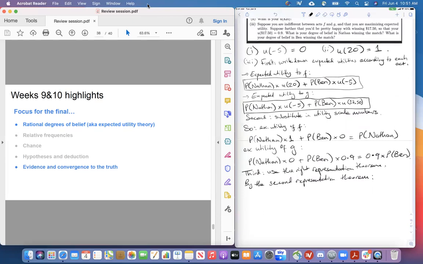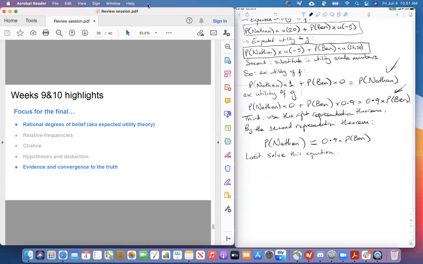What does that mean? By the theorem, your expected utility according to F, that's your degree of belief in Nathan winning, that's here, equals, because your preferences are equal, your expected utility according to Act G, that's here. We're almost there. Last thing you do is solve this equation for your degrees of belief.